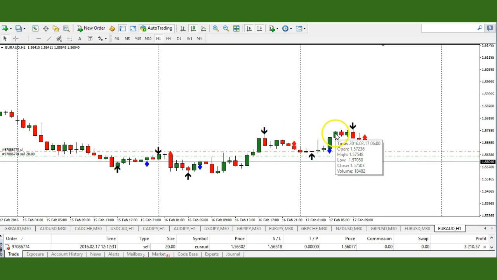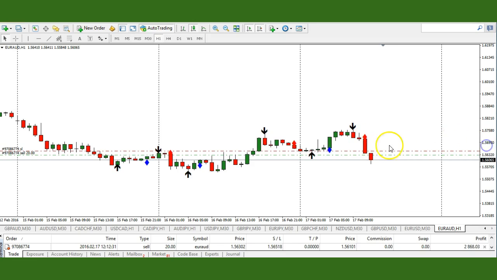And then we had a series of spinning tops. And then finally, instead of breaking to the upside because the market wasn't in an uptrend, it broke to the downside, generated a sell signal, and there was the trade.